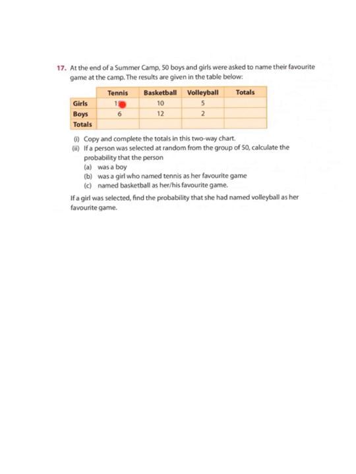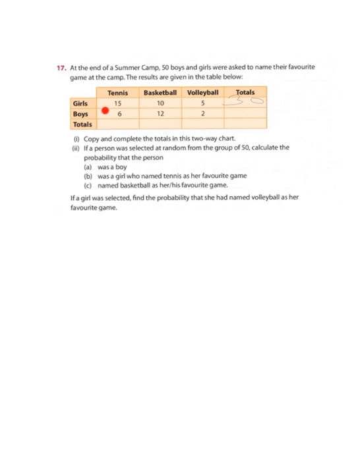Okay, so we'll just say 15 girls said tennis was their favourite sport. 6 boys said tennis, and then the basketball and volleyball results were as shown there. Okay, so it says copy and complete the totals in the 2-way table. So to get the total number for girls, we just add up across. So 15 and 10 is 25, and 5 would be 30. So we just simply fill in our 30 there.